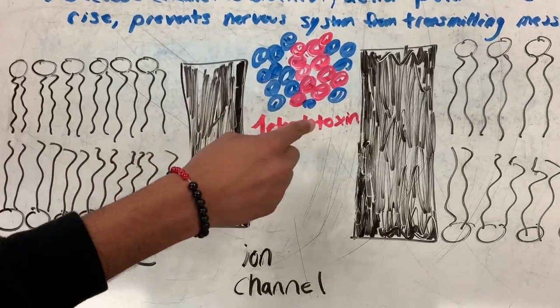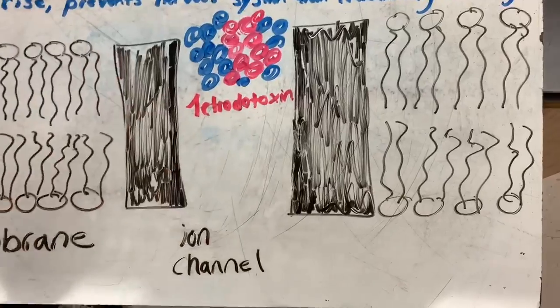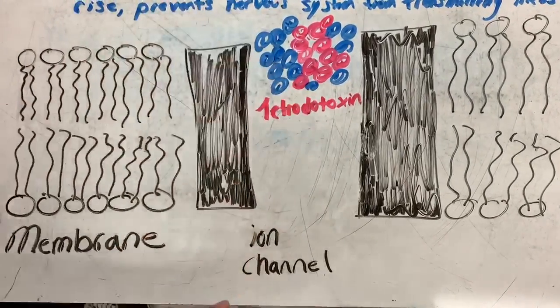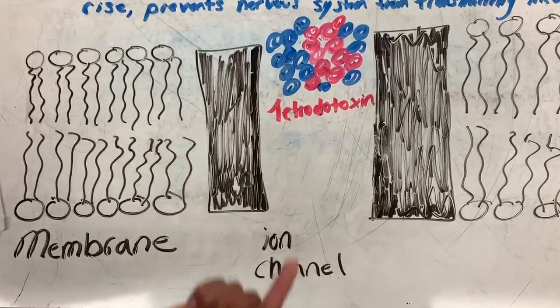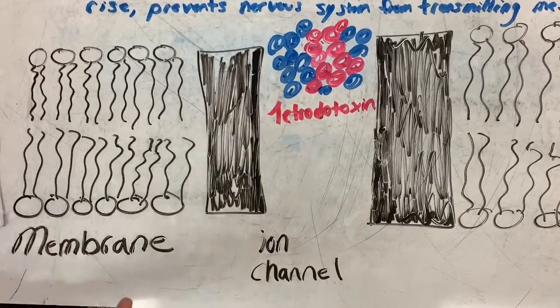As you can see here, the tetrodotoxin will place itself right there. This is the membrane, this is the ion channel, and normally a sodium ion is going to pass right through there, but in this case the TTX toxin is going to be right there, and the sodium ion is not able to pass through, and it's going to lead to paralysis in the organism.